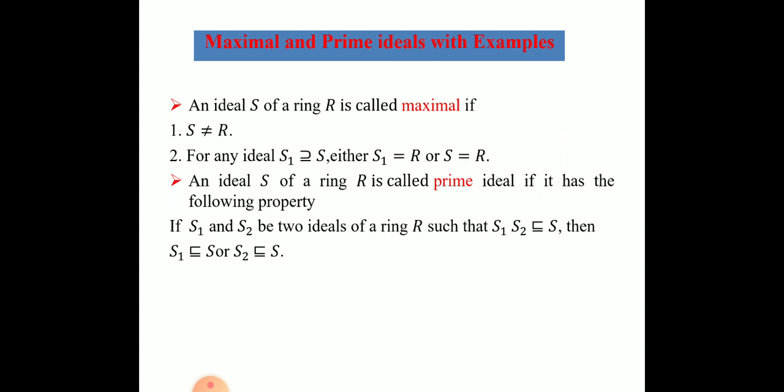And the next definition is a prime ideal. Let us consider an ideal S of the ring R. S will be called a prime ideal if it satisfies this property: if the product of S1 and S2 is contained in S, then either S1 is contained in S or S2 is contained in S. We can alternatively consider this definition as: if the product of two elements ab belongs to S, this implies either a belongs to S or b belongs to S.